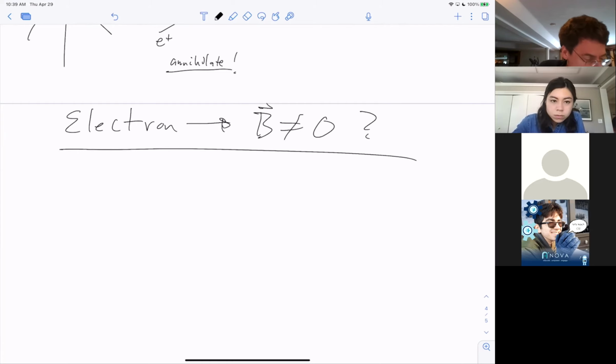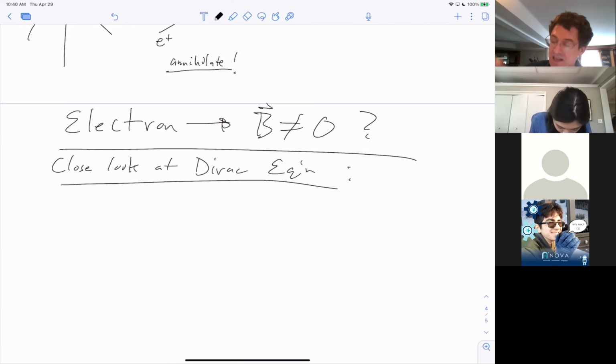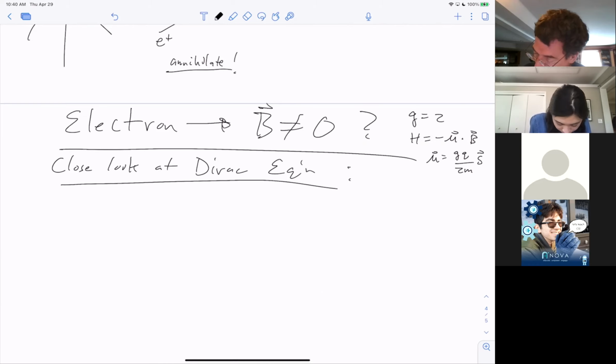What happens? So let's do this. I'm not going to solve the Dirac equation, but let's manipulate it. Let's take a close look at the Dirac equation and see what happens. What we're going to derive is the g factor, g equals 2, and the Zeeman effect, negative mu dot B, where mu is equal to g q over 2m S. If I have a particle with charge q, then its magnetic moment is g q over 2m, where for an electron, g is 2.